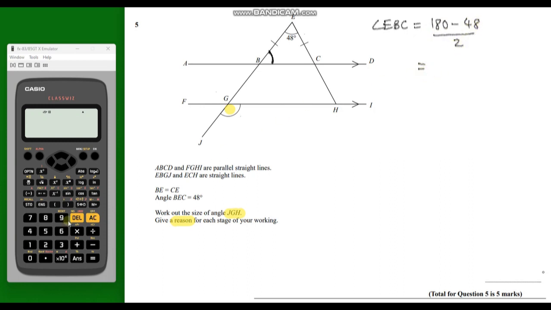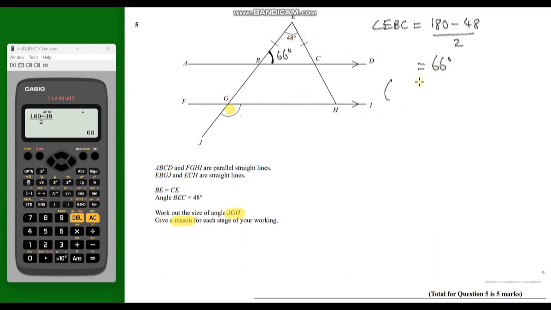So let's just pop that into the calculator. 180 minus 48, all of that over 2. And I get 66 degrees. So this angle is 66 degrees, but I can't move on just yet. I need to give my reasoning. So why is this 66 degrees?